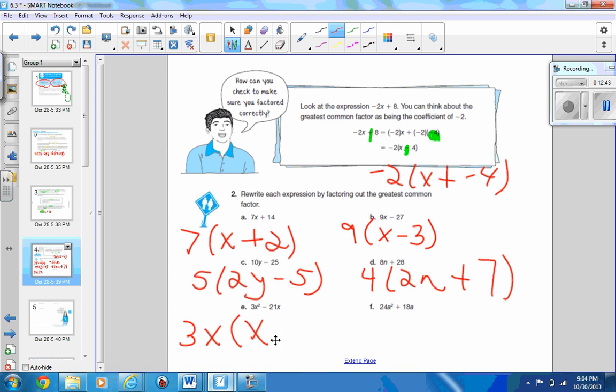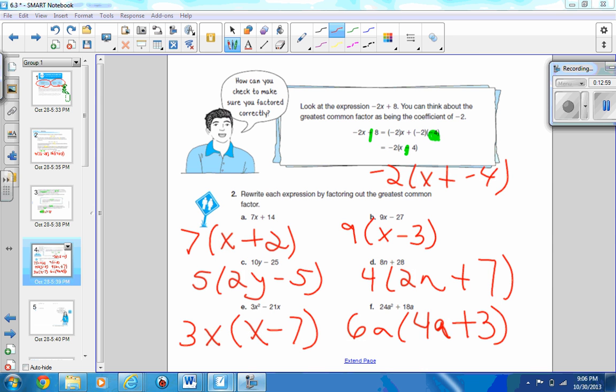And then we copy down our minus. And we say, okay, 21 divided by 3 is 7. And we divided out our x. x divided by x is 1. And this is what we have left. So I want you to try this on F and see what you come up with.